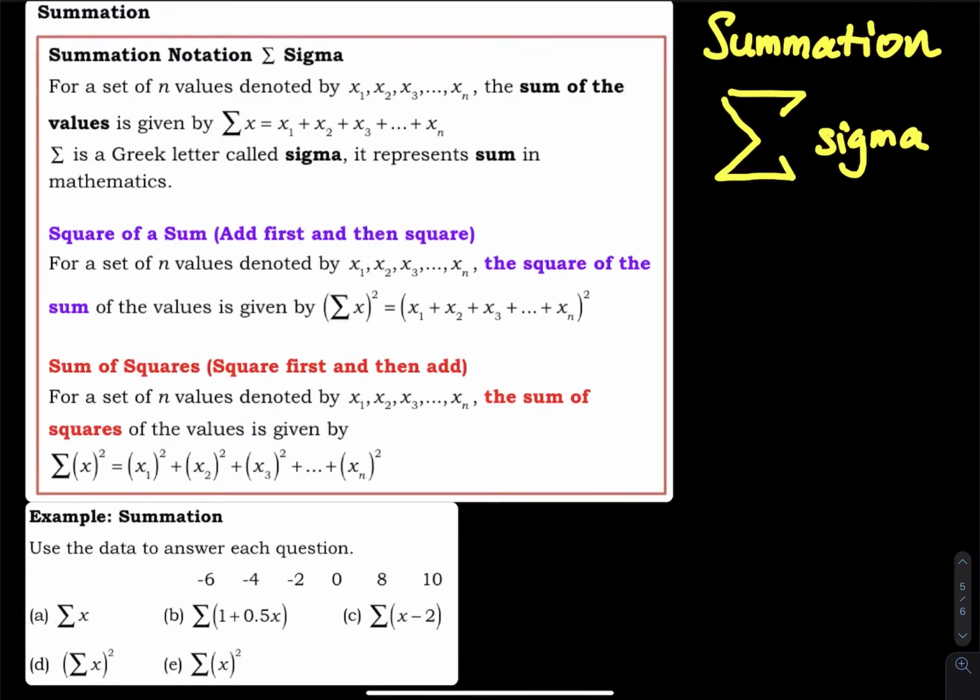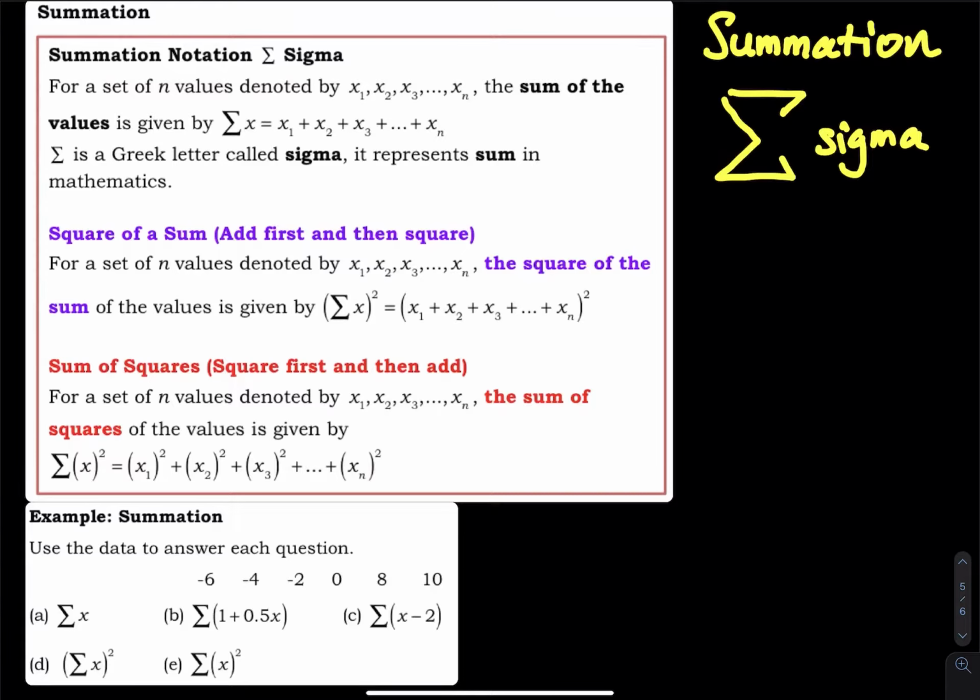The summation symbol sigma. Sigma is a Greek letter. What does sigma stand for? Sigma stands for sum. Sum means you add all the numbers up. So for a set of n values denoted by x1, x2, x3 all the way to xn, the sum of the values is given by the sum of x. You can call that sigma x, which equals x1 plus x2 plus x3 dot dot dot plus xn.